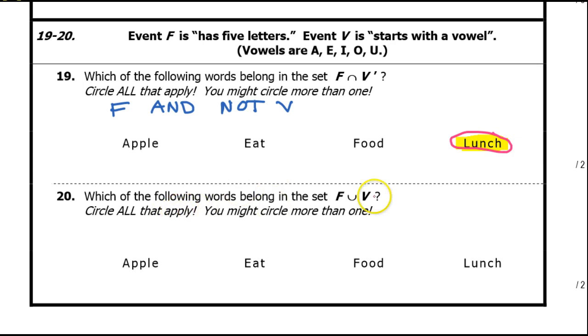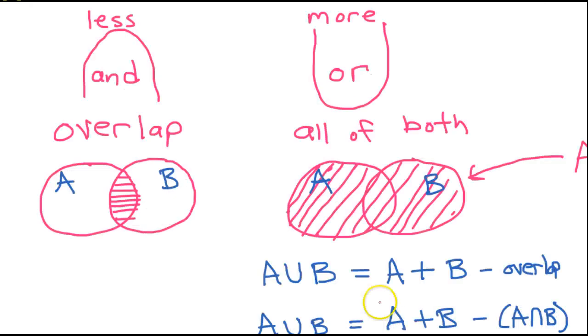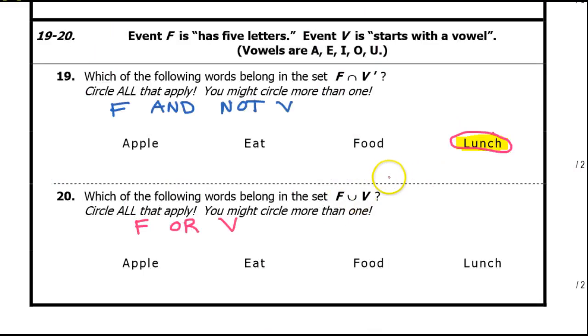Of course, this means F or V. This should be simpler. Remember that or is more. So I'm going to use that concept right now. I'm going to start with F, which is the same as we discussed before. This has 5 letters, and this has 5 letters. So we've got 2 so far.